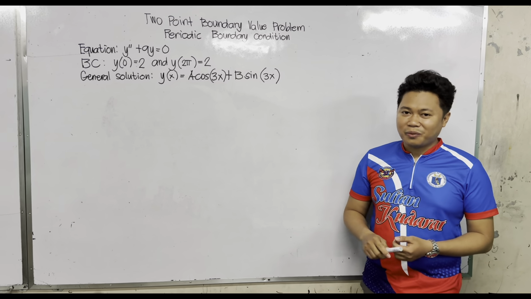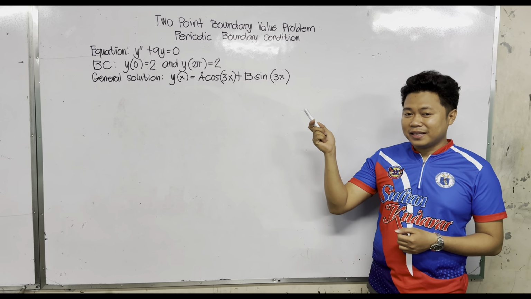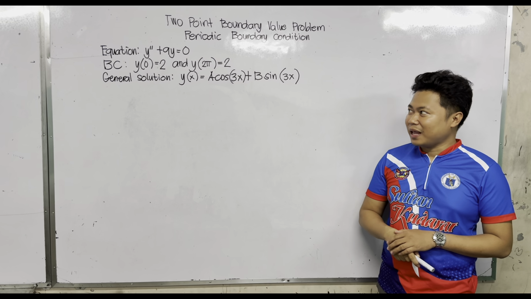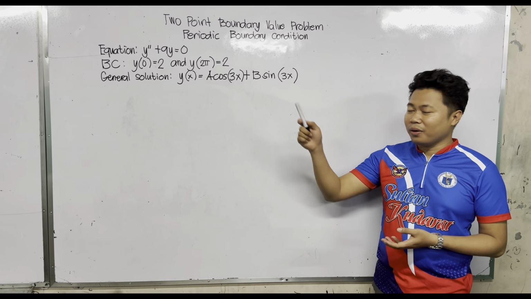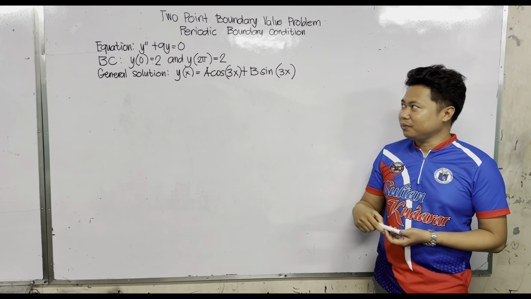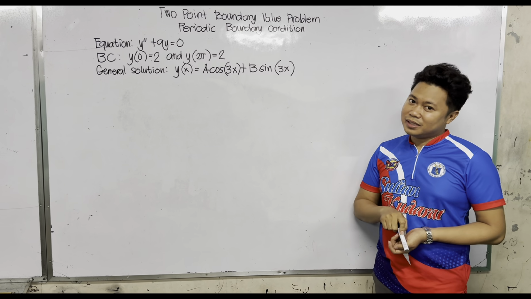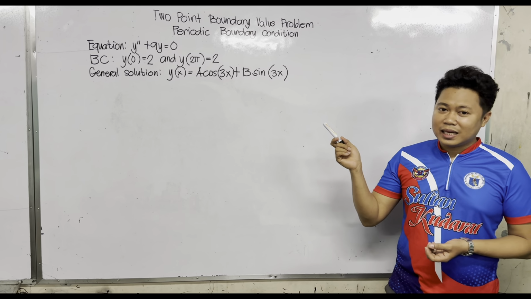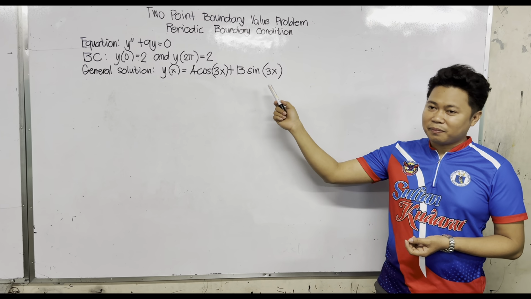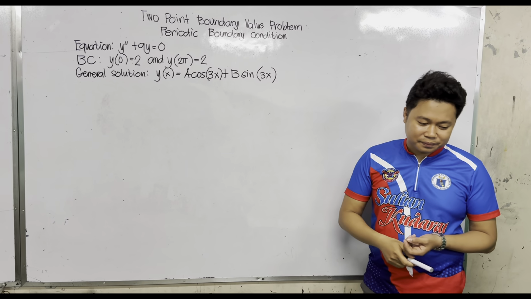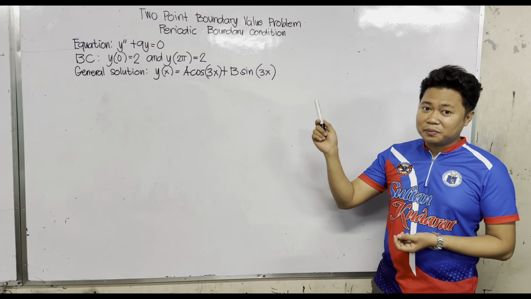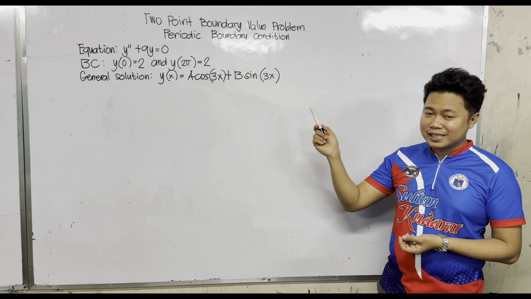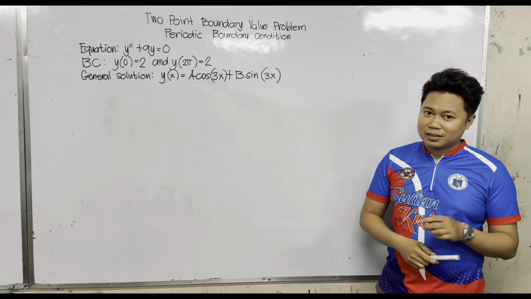Suppose we have an equation y double prime plus 9y equals 0. Our boundary conditions are y of 0 equals 2 and y of 2 pi equals 2. And our general solution is y of x equals a cosine 3x plus b sine 3x. Our job is to find a and b that satisfy our boundary conditions.